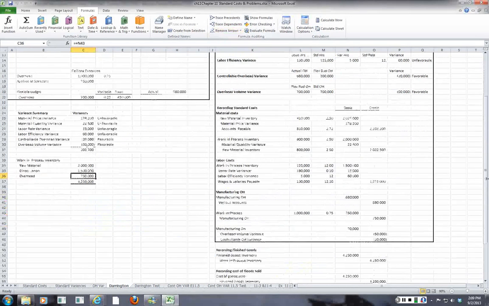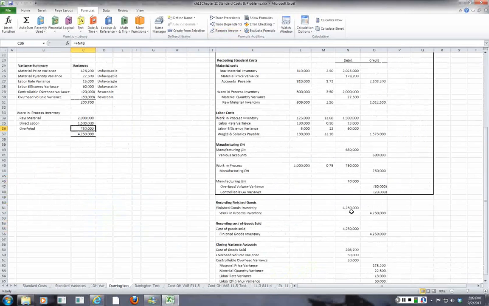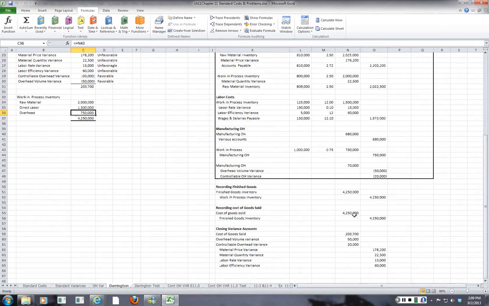So we're going to take that $4 million. We're going to debit finished goods inventory for that amount, and we're going to transfer that from work in process inventory, which is this right here. Then we're going to transfer it out of work in process inventory to finished goods, and from finished goods we're going to go into the cost of goods sold. We're going to debit cost of goods sold and credit the finished goods inventory.